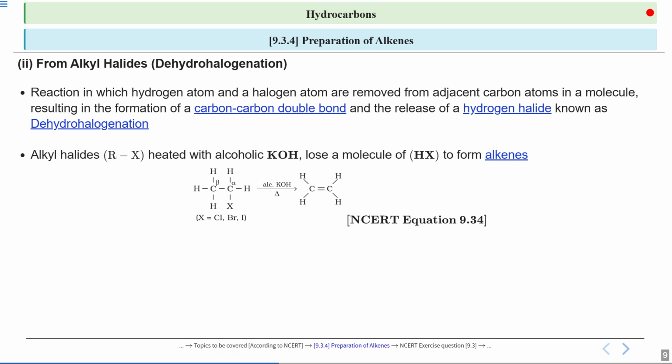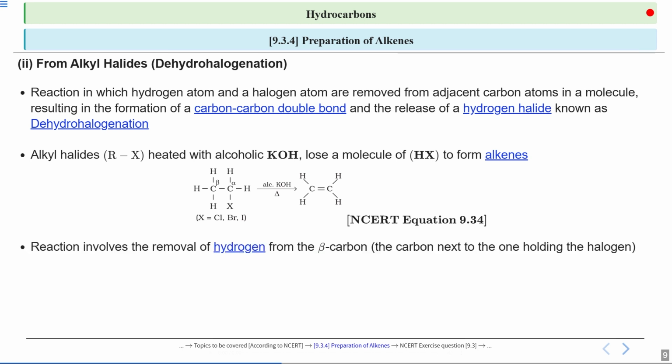Now, we can just use a general reaction to represent the whole scheme because we are taking three types of halide here, remember, only chlorine, bromine and iodine. So X is representing a halide. Now when we react this given alkyl halide with alcoholic KOH in the presence of heat, it is getting converted into an alkene through the process of dehydrohalogenation.